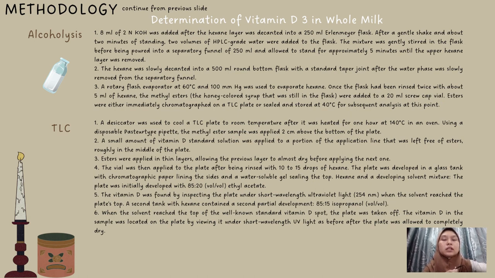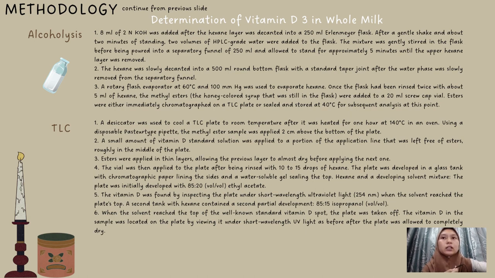The hexane was slowly decanted into a 500 ml round bottom flask with a standard taper joint after the water phase was slowly removed from the separatory funnel. A rotary flash evaporator at 60 degrees Celsius and 100 ml was used to evaporate hexane. Once the flask had been rinsed twice with about 5 ml of hexane, the methyl esters were added to a 20 ml screw cap vial. Esters were either immediately chromatographed on a TLC plate or sealed and stored at 40 degrees Celsius for subsequent analysis.